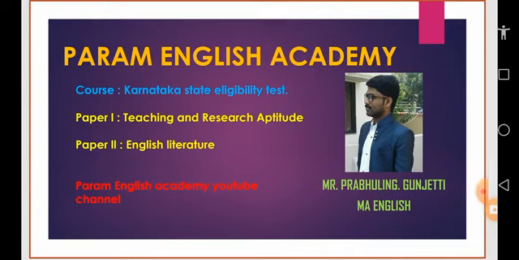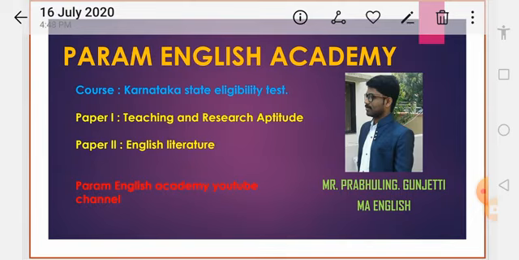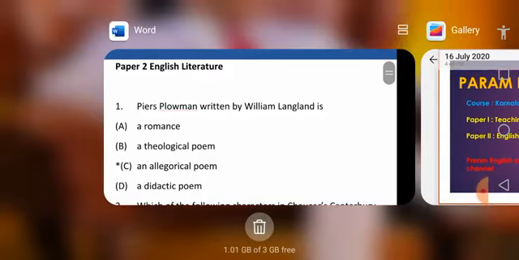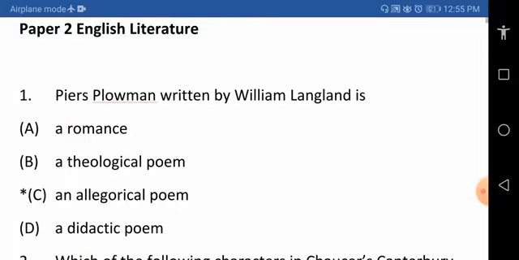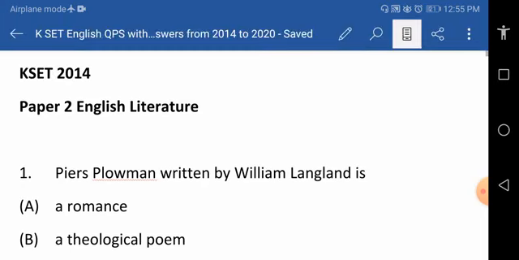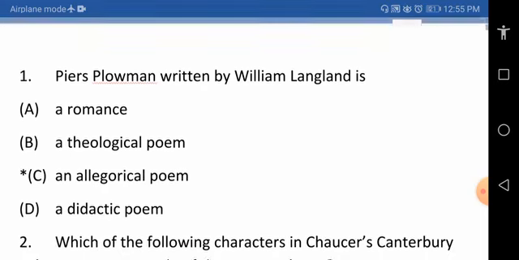Today we are going to discuss the KSET 2014 question paper and the answer keys. So without delay, let's start. KSET 2014, that is Paper 2, English Literature.